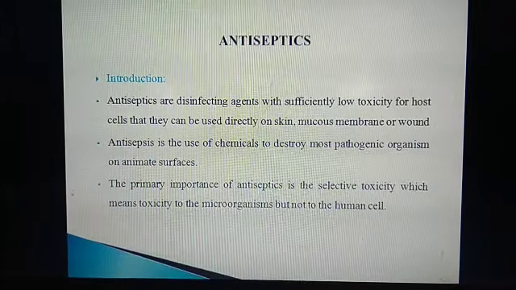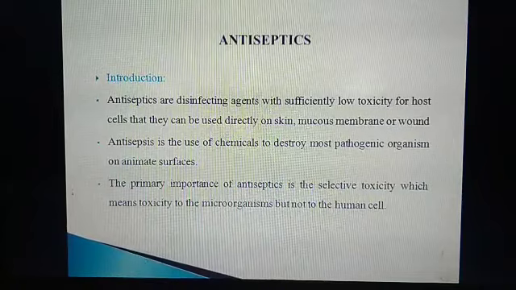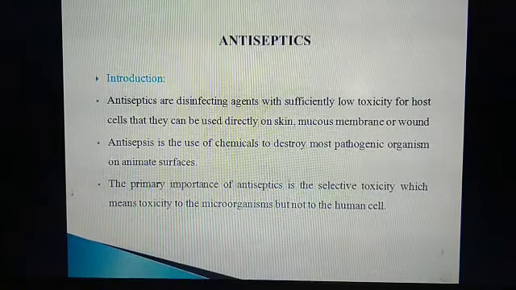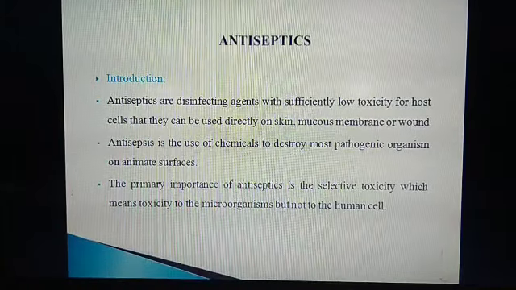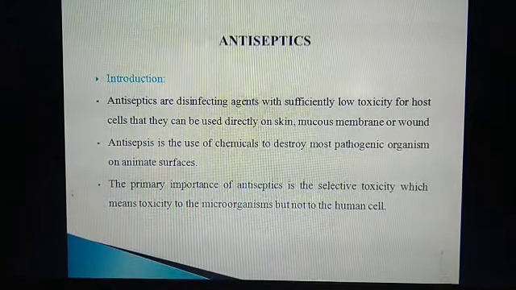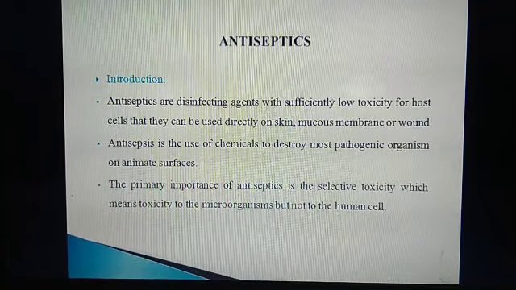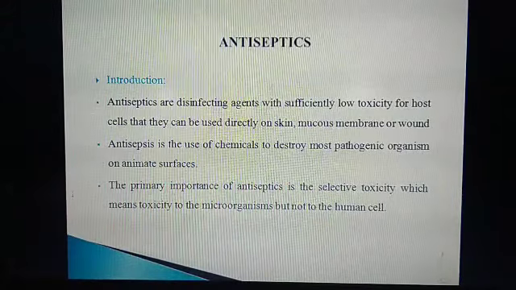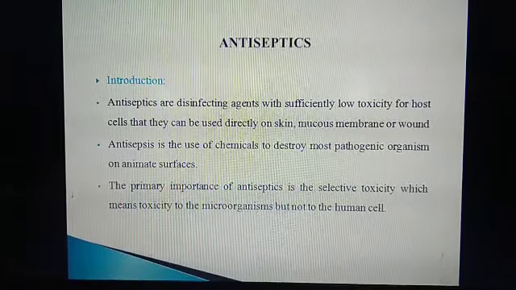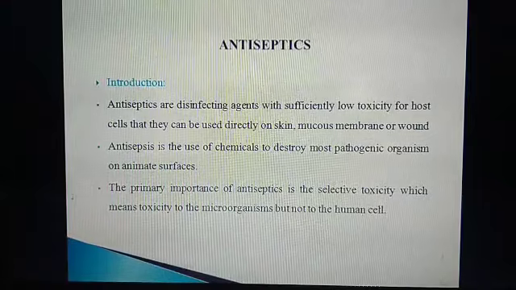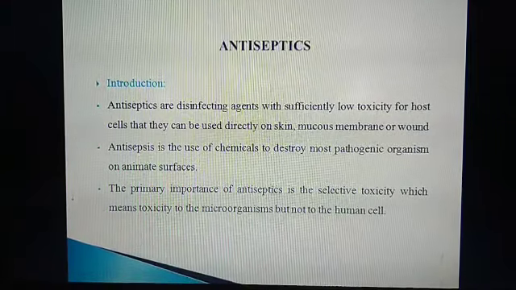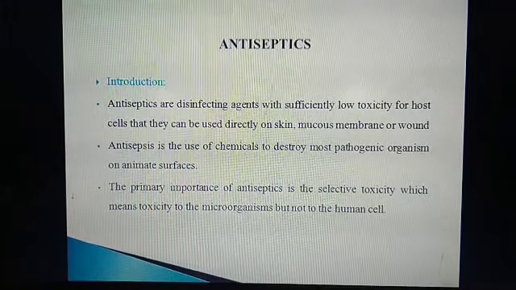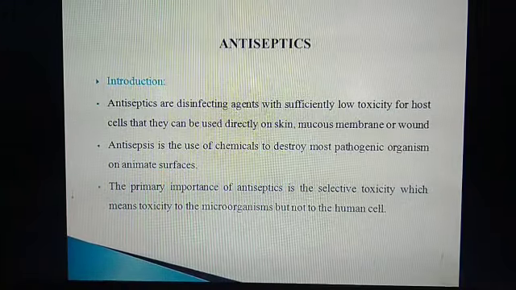First of all, in the introduction part, we have discussed that antiseptics or disinfectants are agents that are sufficiently low toxic to the host cell, but are strictly meant for causing toxic effect to the bacteria, fungus, or maybe some viruses. Actually, they are meant for that.